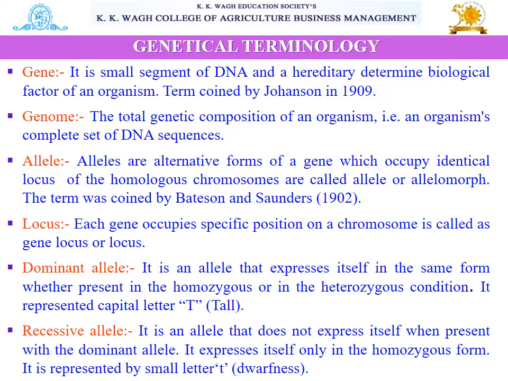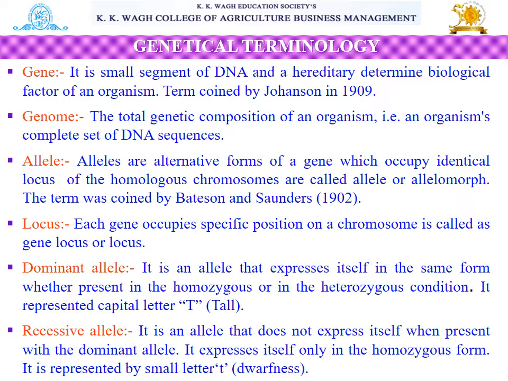The next terminology is genome. The total genetic constitution or composition of an organism is known as genome, and the organism's complete set of DNA sequence is also known as genome. Then what is meant by allele? Allele is nothing but the alternative form of gene, which is present or occupies the identical loci of the homologous chromosome. It's called as allele or allelomorph. And the term allele was coined by Bateson and Saunders in 1902.